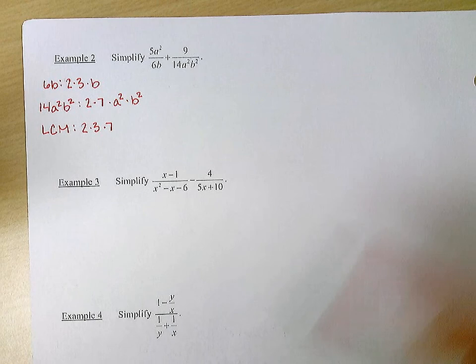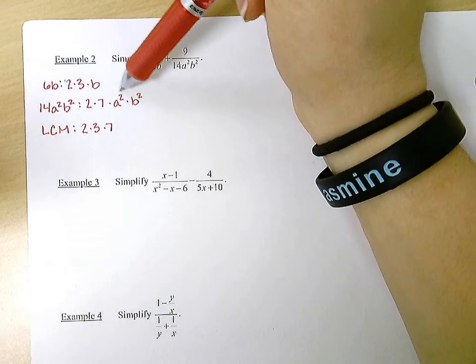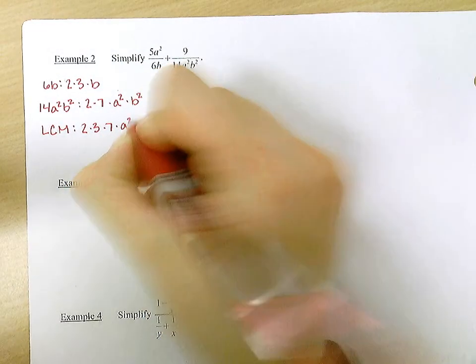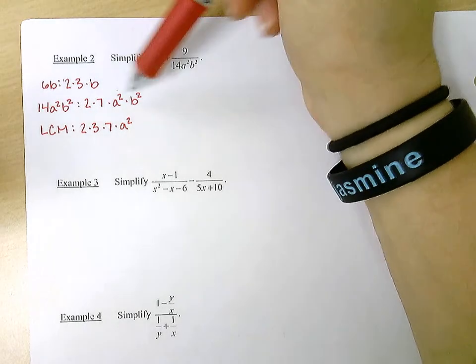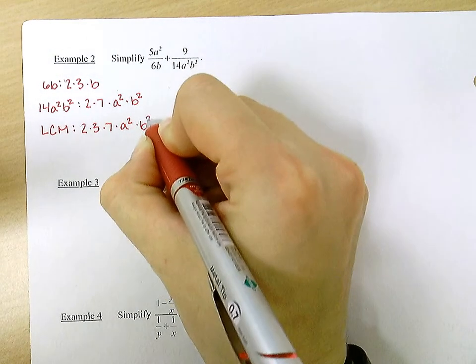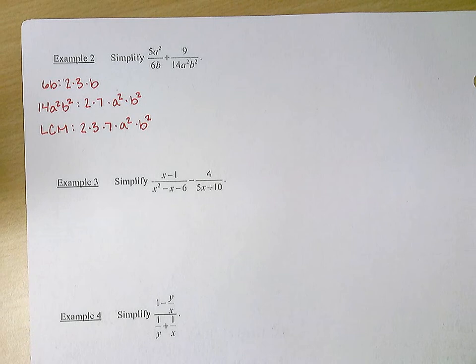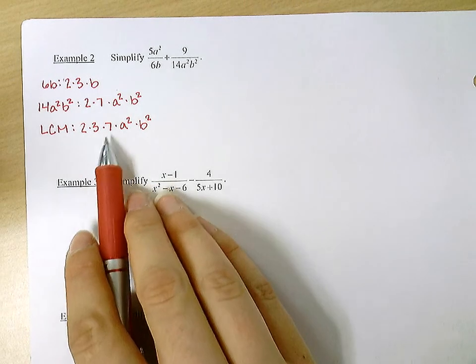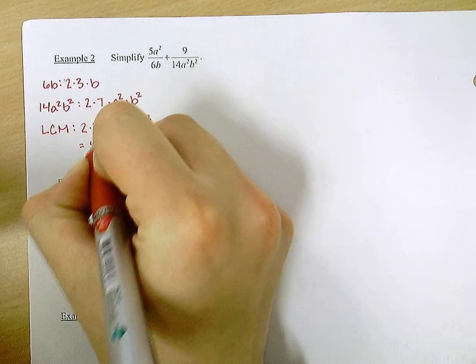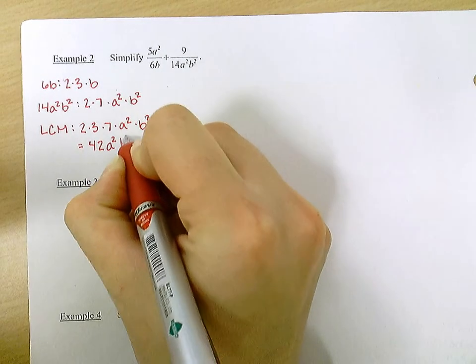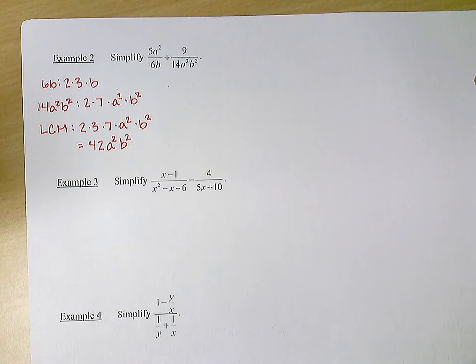Then looking at our variables, we have an a and a b. We need to look at the greater exponent. Here, your a is squared. I have a b and a b squared. Since b squared is the greater exponent, that's the one I need to use. Then I can multiply out front: 2 times 3 times 7 is 42. And then we have an a squared and b squared. This is just helping us find that least common denominator.